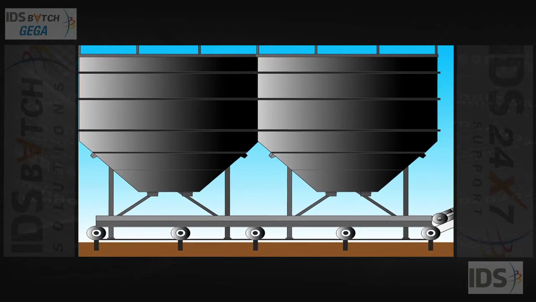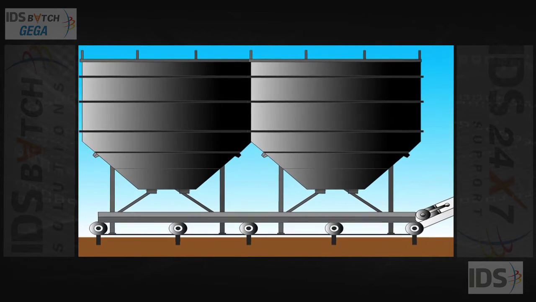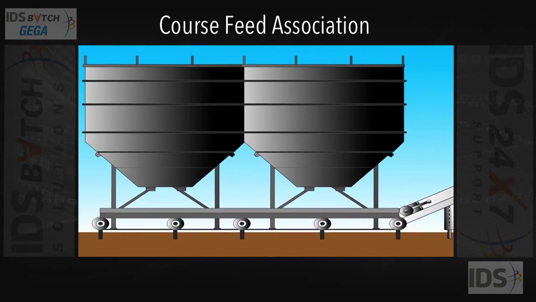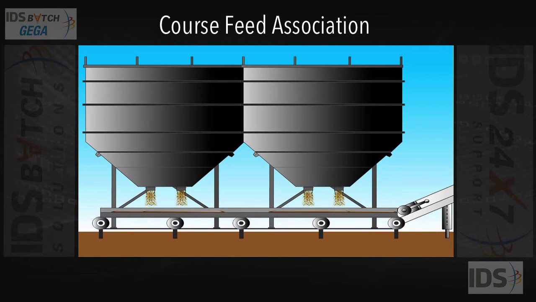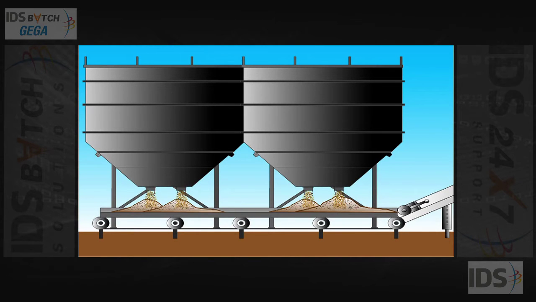If you have same material in two bins, then you could use coarse feed association. Material is batching from all four gates. Now, three gates close. Finally, the fourth gate also closes to batch required quantity in quickest time.